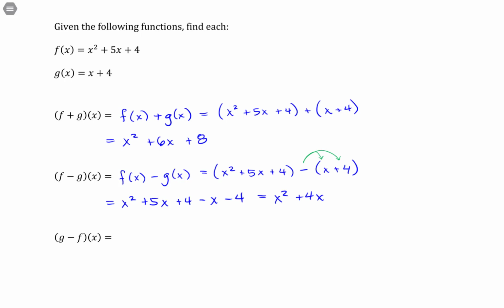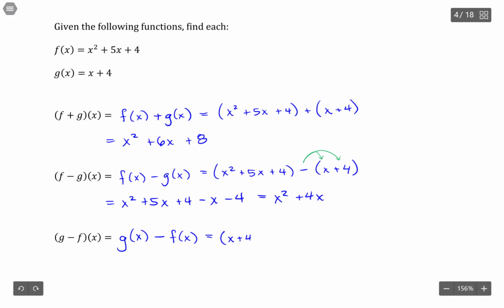G minus f of x. This reverses the order of things. And you might think that that doesn't make an effect, but let's see if it does. So it would be asking us to take the function g of x minus the function f of x this time. So g of x comes first. So I have the x plus 4 and then minus the function x squared plus 5x plus 4.